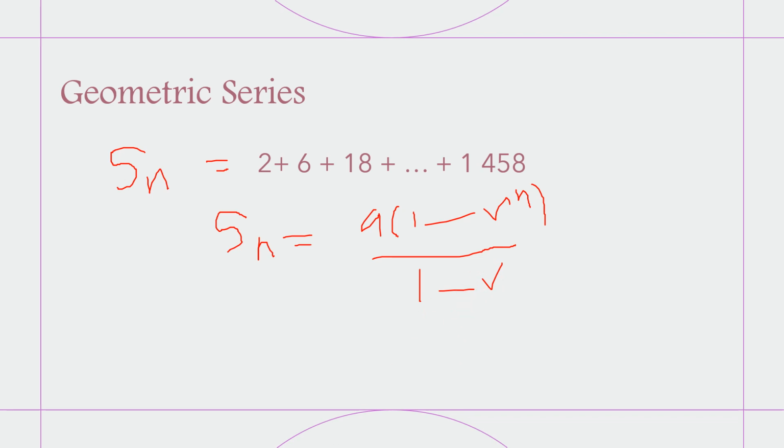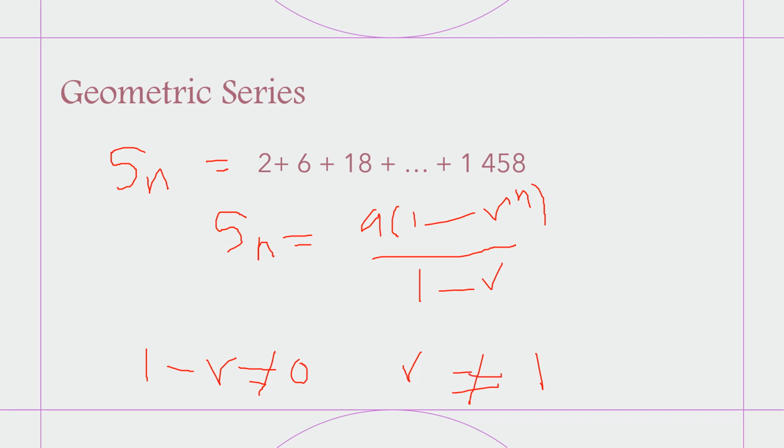Then you will say 1 minus r cannot be equal to 0. And then when you simplify it further, when you transpose this to the other side, r cannot be equal to 1.